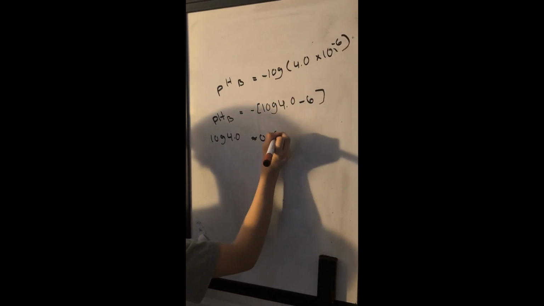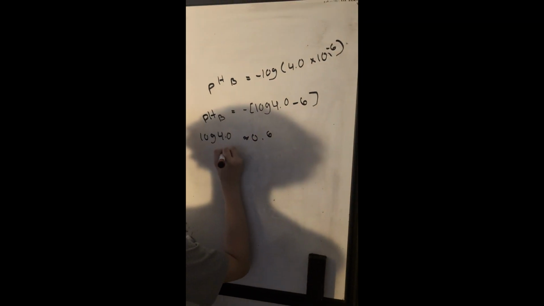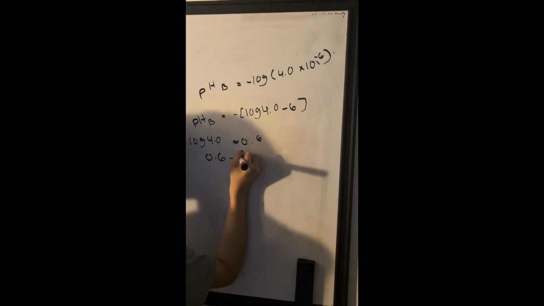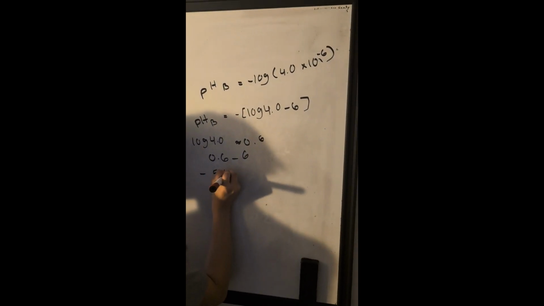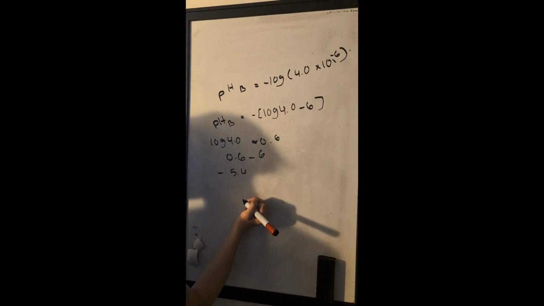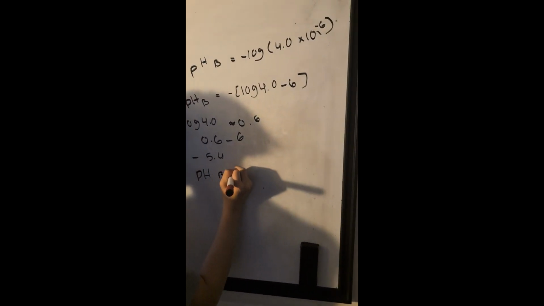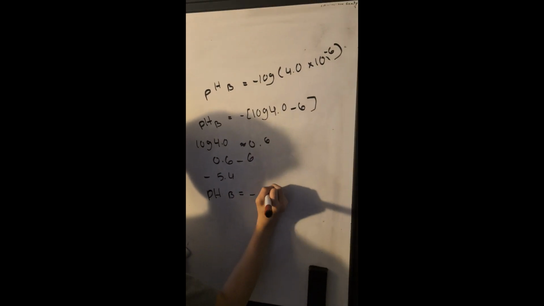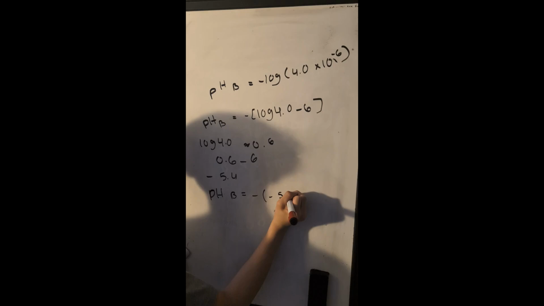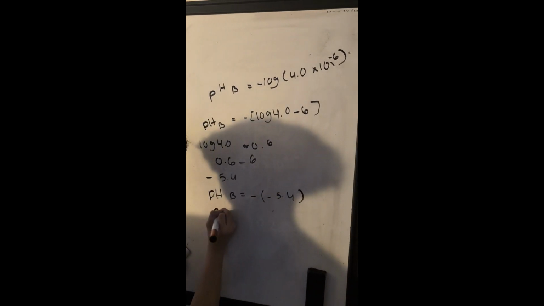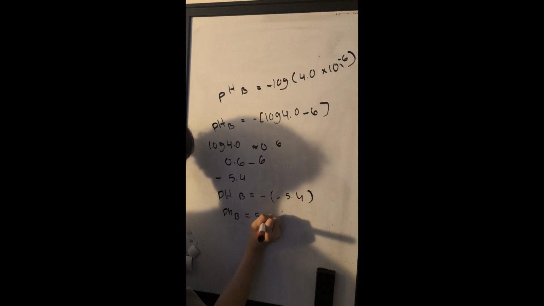And now we have to use this to find the pH of B. We can do this by doing 0.6 minus 6, which gives us negative 5.4. So now we know that pH B is equal to negative times negative 5.4. So now the pH B is equal to 5.4.